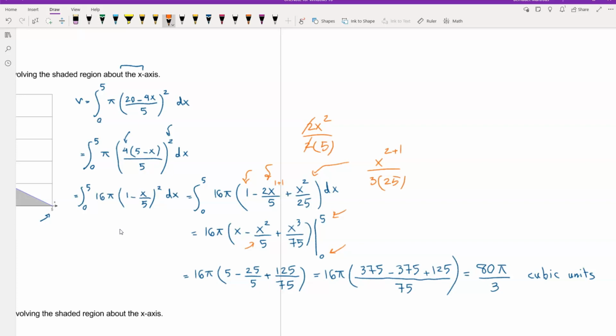Now simplify. This is equal to 16 pi times, here we should have the same denominator, so I use 75 here, and subtracting, adding all that we have here on top. So simplify, the answer will be 80 pi divided by 3, and that is in cubic units. So this is our final answer.